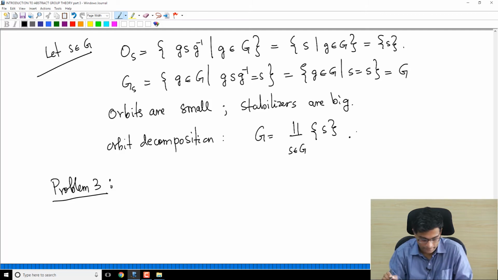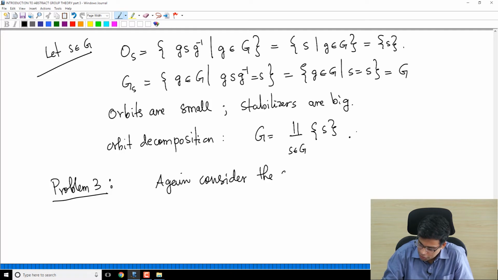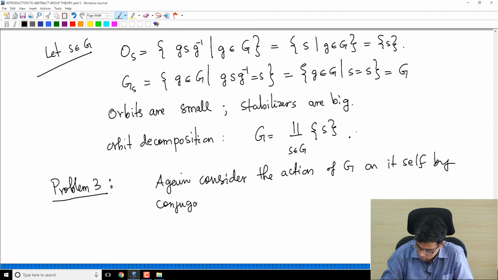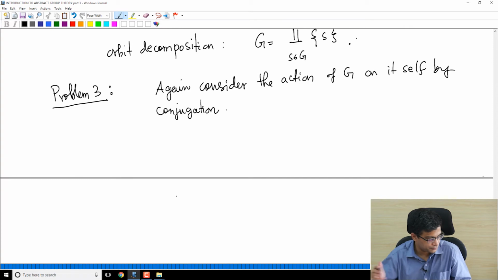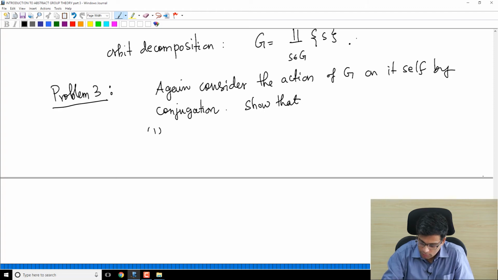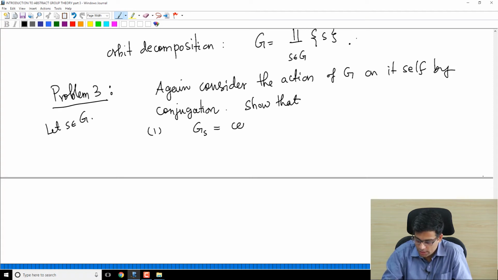Let's do problem 3. Show that, so now again consider the action of G on itself by conjugation. So I am not going to assume now that G is abelian, G is an arbitrary group. Show that two things. So let s be an element of G. Show that the stabilizer of s is the centralizer of s.